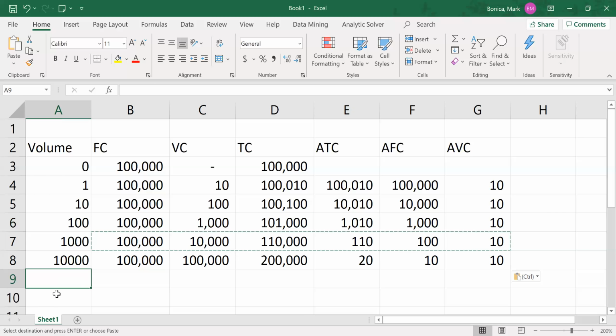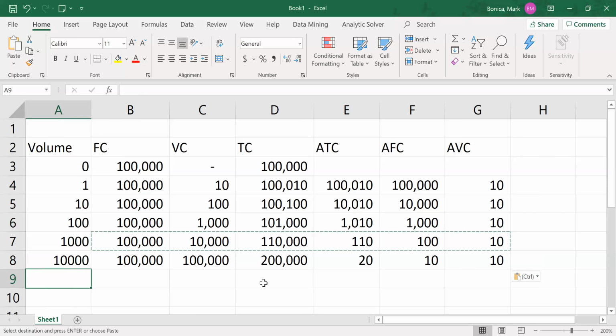So now we've done 10,000 tests. We're about halfway to our capacity. And now look at what's happening. The average total cost has fallen from $100,010 to $20 per unit. So at 1,000, we would have had to charge $110. If we can get our volume up to 10,000, we can charge our customers $20.